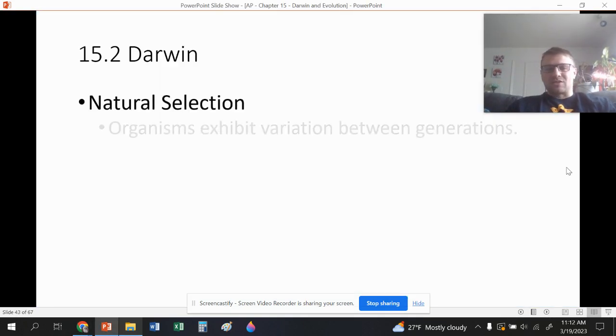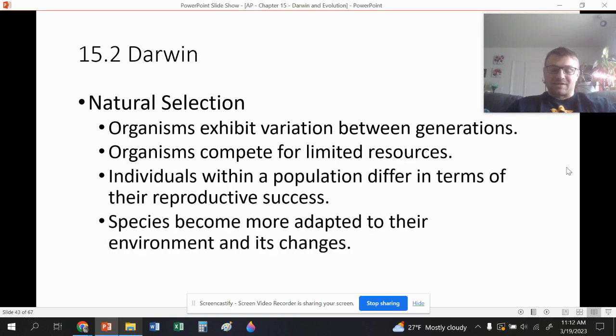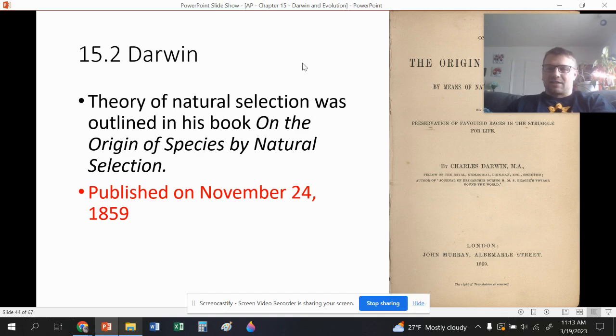So, what Darwin had written out was the same as what Alfred Russel Wallace had, again natural selection. Organisms exhibit variation between generations. This is due to mutations and meiosis. Organisms are going to compete for limited resources. Individuals within a population differ in terms of their reproductive success. Species become more adapted to their environment and its changes. So, what happens is over time, there's going to be competition for resources. Not every organism is going to get the same amount of resources. That means after the next generation, there is going to be a difference in the second generation compared to the first. And that is basically natural selection.